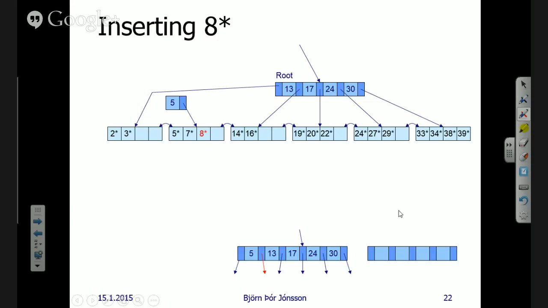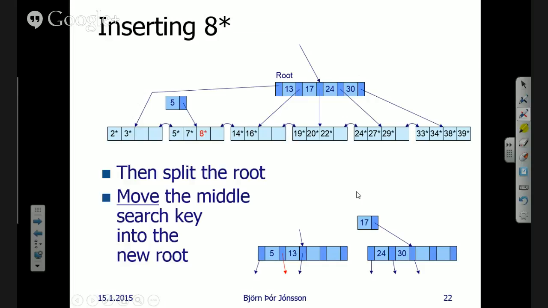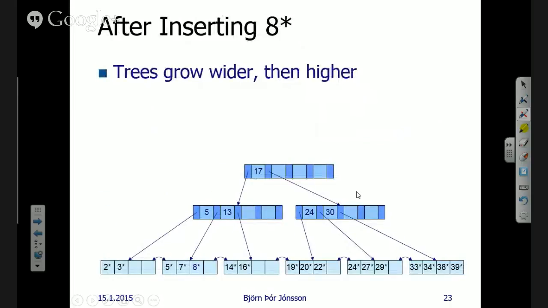We make a new node. We move almost half of it here, and then we take this middle key and we move that to the new root. So that becomes the new root. That's the whole thing. This is called split propagation. Because everything was full, we move the split up here.